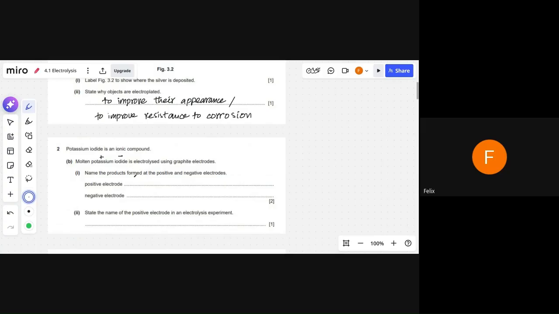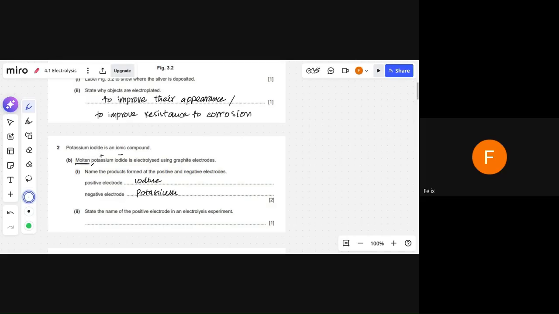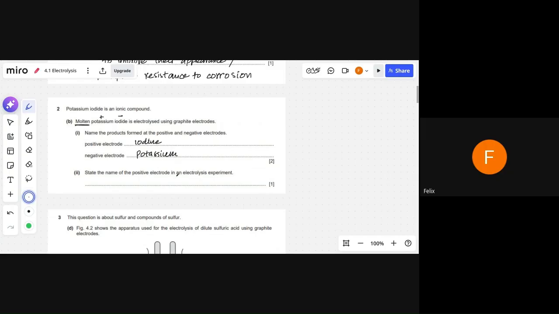So the positive electrode will be iodine, and the negative electrode will be potassium. That's it. And it is molten, so there is no involvement of water here. So no comparing the reactivity series, or oxygen and things like that, right? So state the name of the positive electrode in an electrolysis experiment. Oh, you see, they are asking this. So positive is anode.